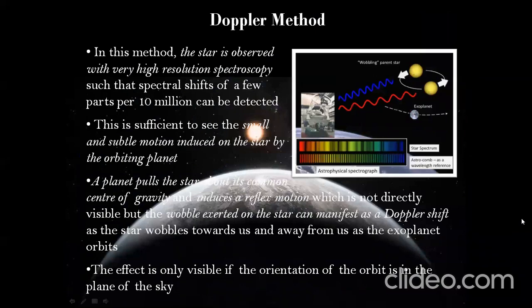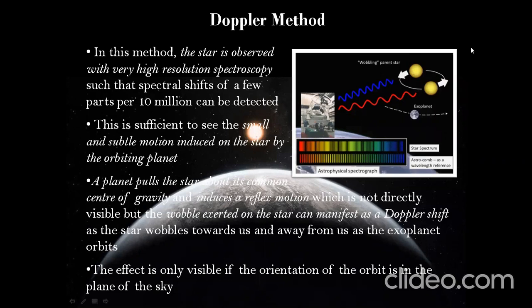In Doppler method, the wobble exerted by the planet on the star is detected by very high resolution spectroscopy. This is sufficient to see the small wobble exerted on the star. A planet, when revolving around the star in its orbit, pulls the star about the common center of gravity, which induces a reflex motion on the star.